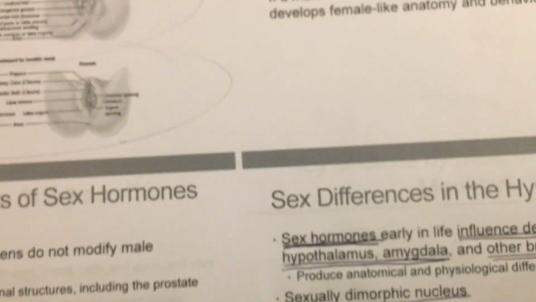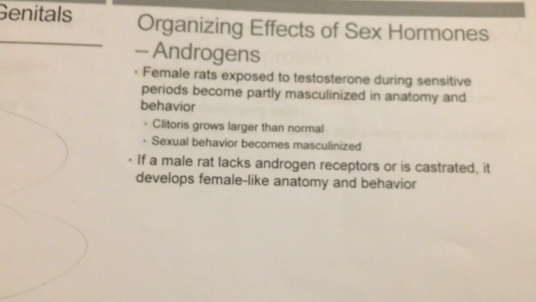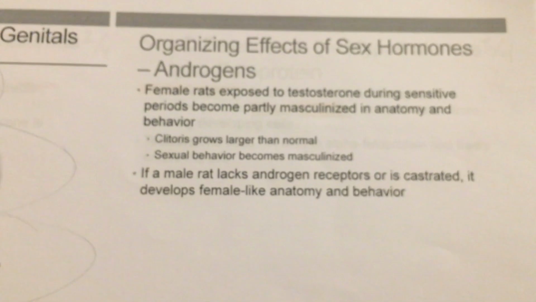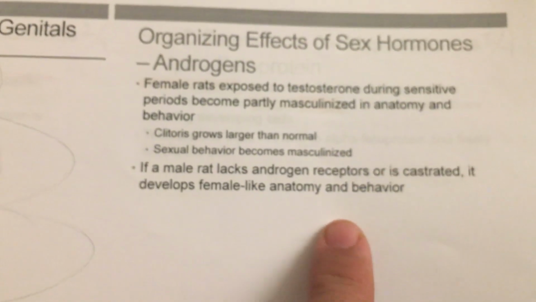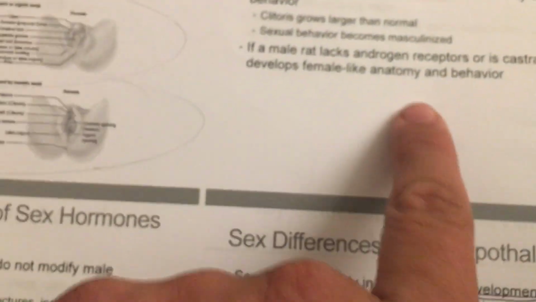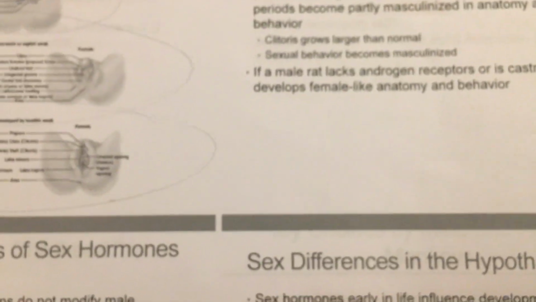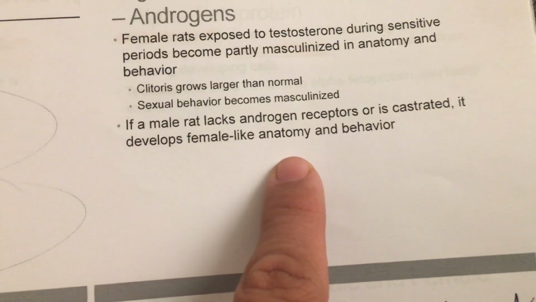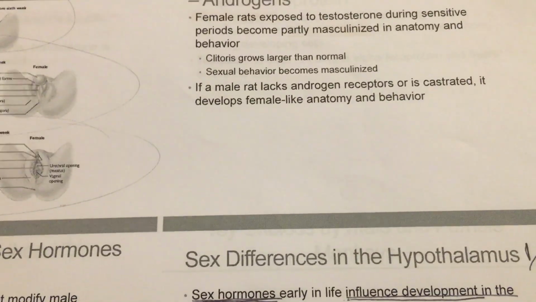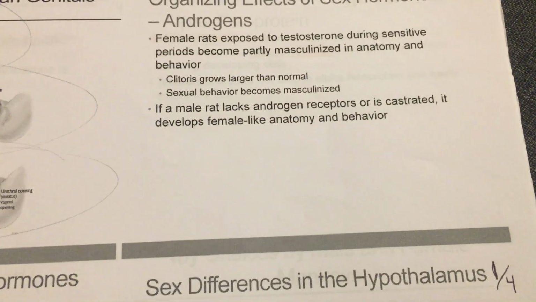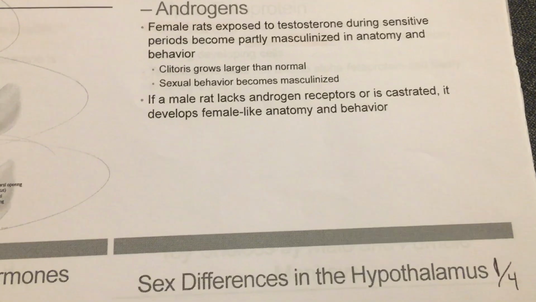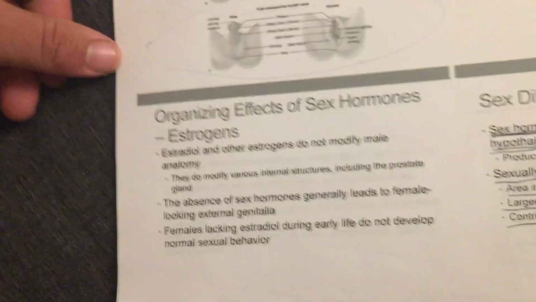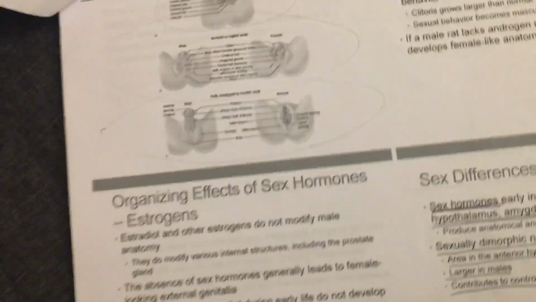Organizing effects of sex hormones and androgens. Female rats exposed to testosterone during sensitive periods become partly masculinized in anatomy and behavior. The clitoris grows larger than normal, and sexual behavior becomes masculinized. If a female rat lacks androgen receptors or is castrated, it develops female-like anatomy and behavior as well.